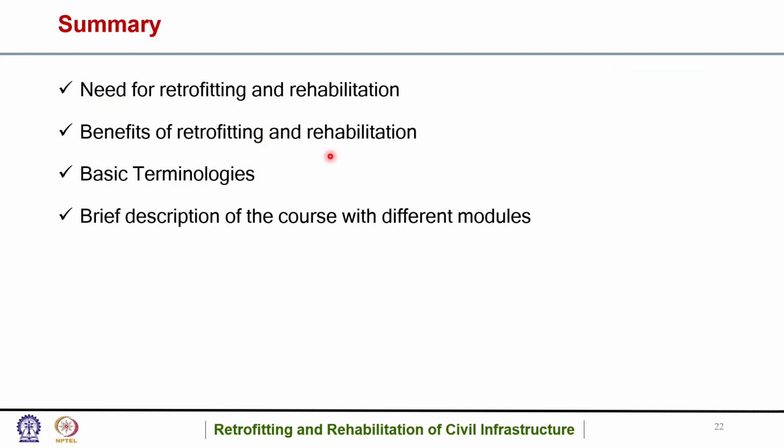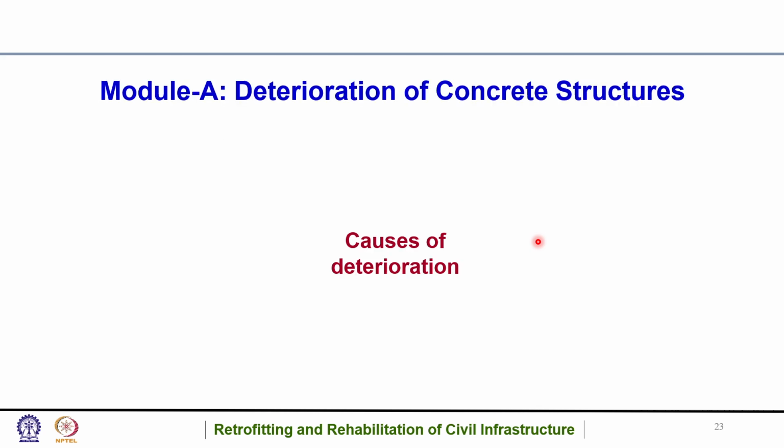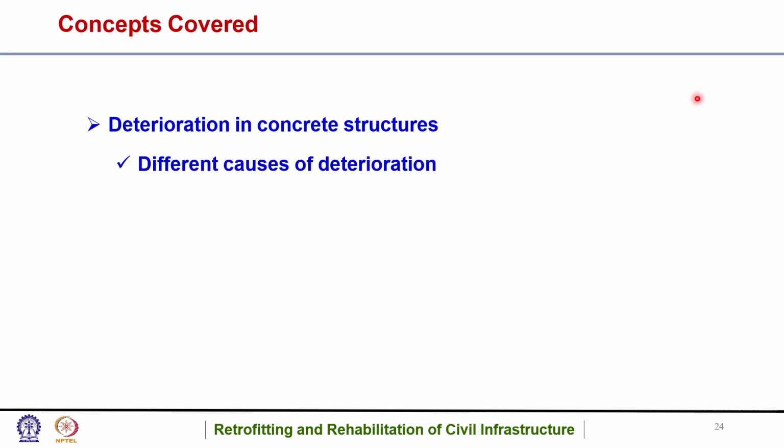So basically this was the first lecture. The summary of what we learned in this lecture was the need for retrofitting and rehabilitation, benefits of retrofitting and rehabilitation, basic terminologies, and a brief description of the course with different modules. Okay, so the next lecture is on causes of deterioration in concrete structures.